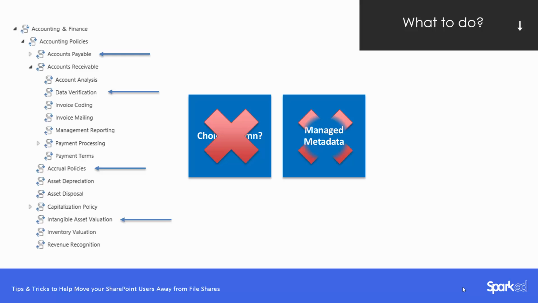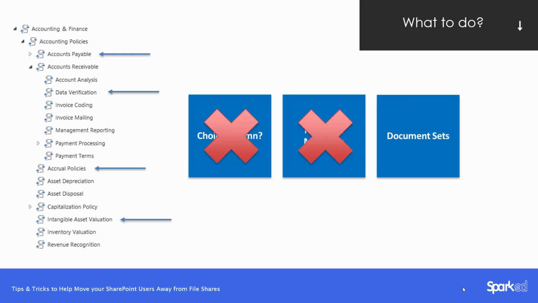So this option also, yeah, how do you say it? Didn't work. The last one, document sets. Yeah, same problem, because you can't do a document set in a document set. And then I can do a document set at the level of, let's see, accounting and policies, but then I still have the same problem. I have a category column that's managed metadata, but I can't prevent somebody seeing accounts payable, but not accounts receivable, right? So what actually works?